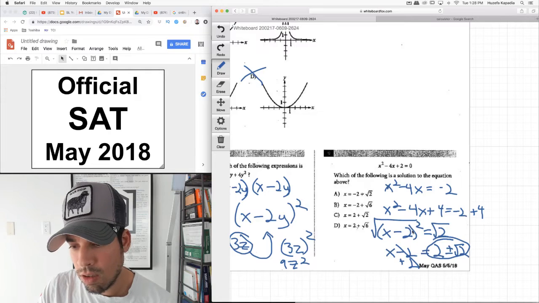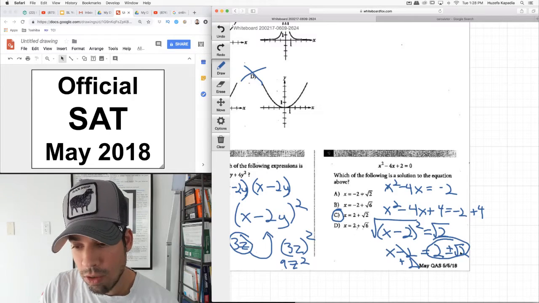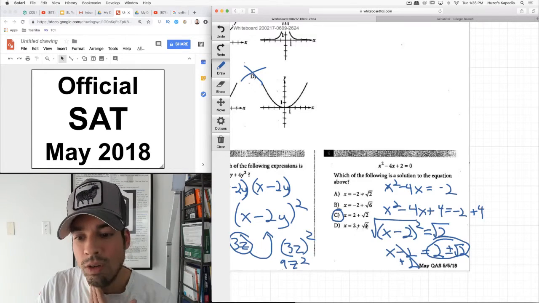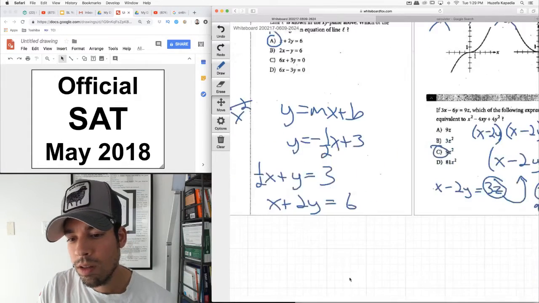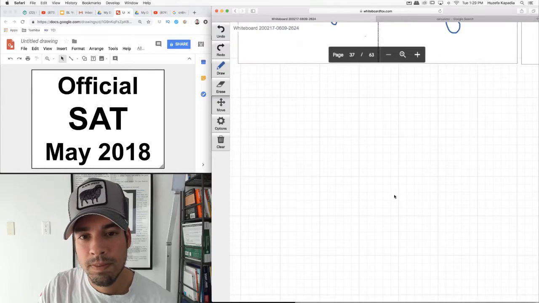Which of the following is a solution? Oh, 2 plus square root of 2. So it's C. Right, because this means it's 2 plus square root of 2 and 2 minus square root of 2. Those are both solutions. They just don't have 2 minus square root of 2. Okay, let's go down here.